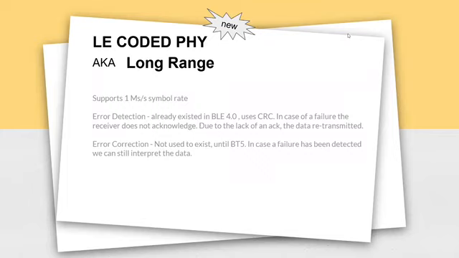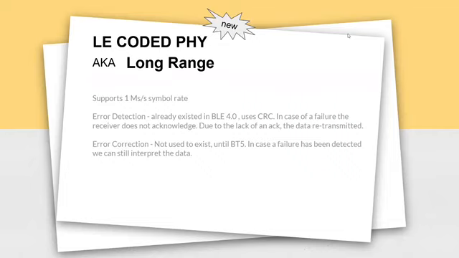In communication systems, errors are dealt with two common strategies. The first is error detection, and the second is error correction. Error detection already existed in BLE 4. It uses CRC. I'm not going to get into what CRC is right now, but if you're interested, of course, you can look it up online.